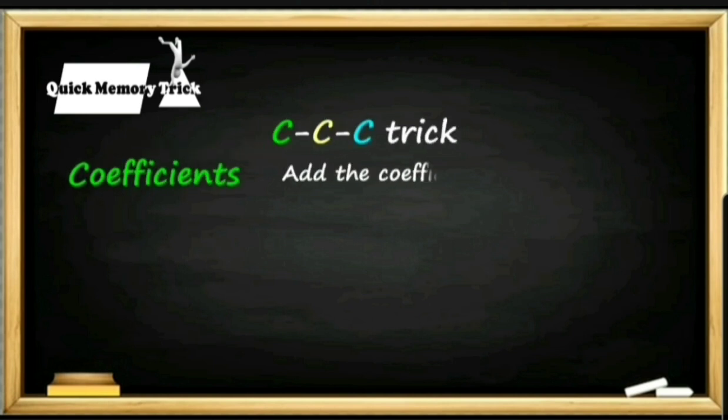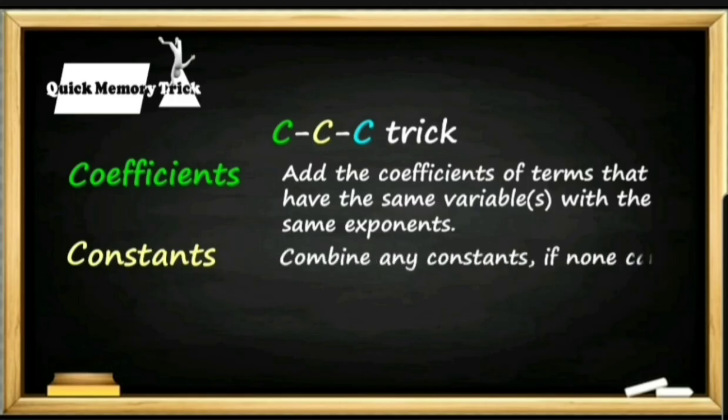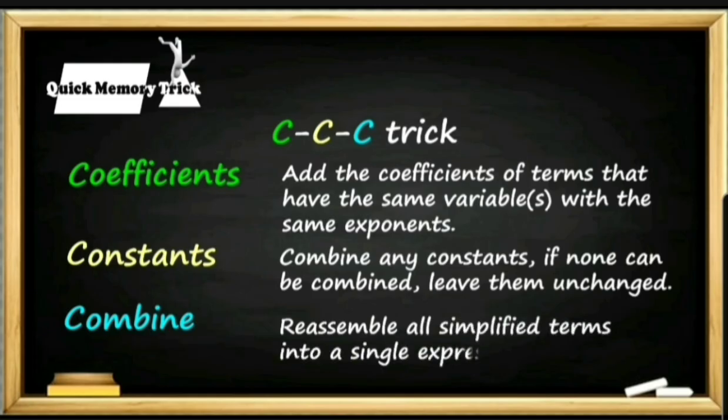Here's a quick way to remember how to simplify expressions. Let's call it the CCC trick. The first C stands for coefficients. Add the coefficients of the terms that have the same variable or variables with the same exponents. The second C stands for constants. Combine any constants. If none can be combined, leave them unchanged. The third C stands for combine. Reassemble all simplified terms into a single expression.